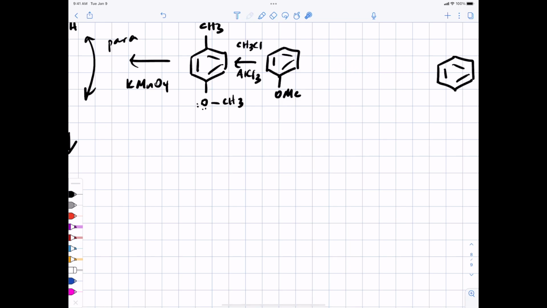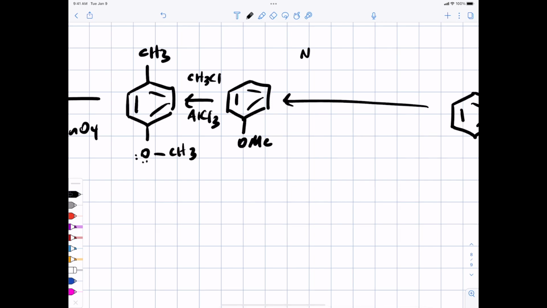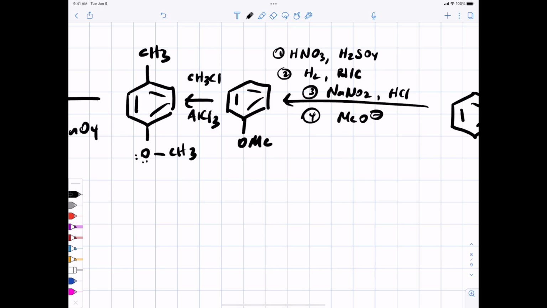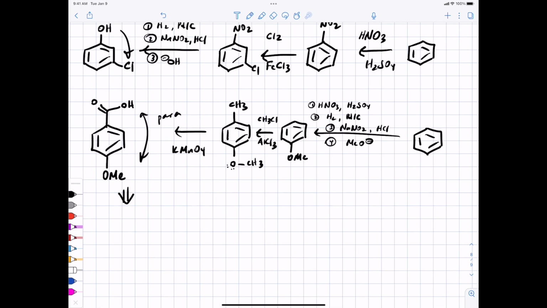Right, and then from here to here is just our favorite, now boring, annoying nitration. Reduce to the aniline, diazotize, and then add methoxy. All right, good. Could the methyl group be added at any point after the NO2 is reduced? Like if you did it right here? Yeah.